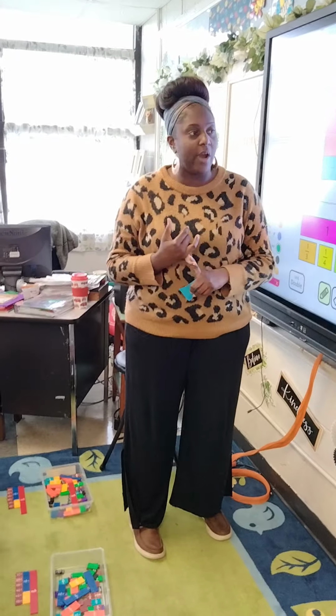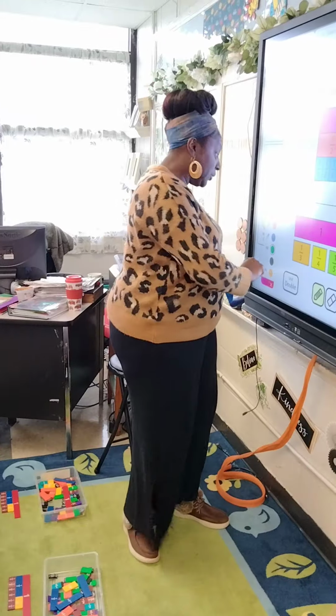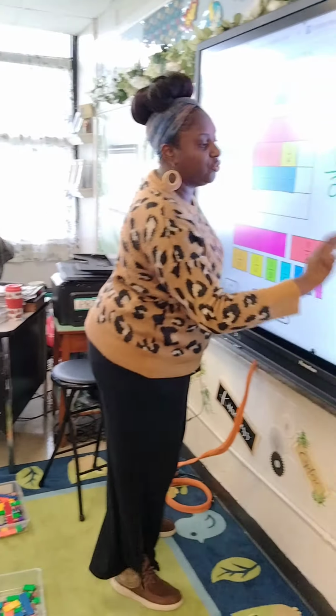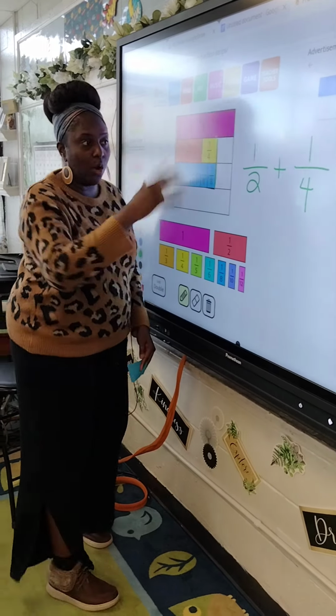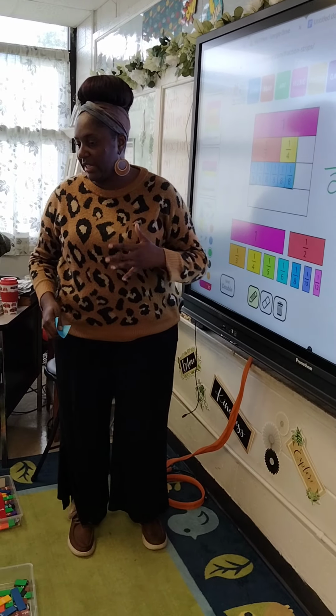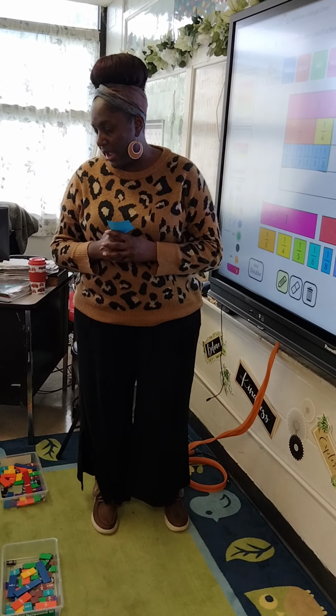When you're adding fractions, you do not add straight across. That is what people do when they do not know how to add fractions. They resort to adding straight across. They go, okay, let me just add this straight across to get the answer that's wrong. So don't ever add straight across. That's not going to give you the answer.